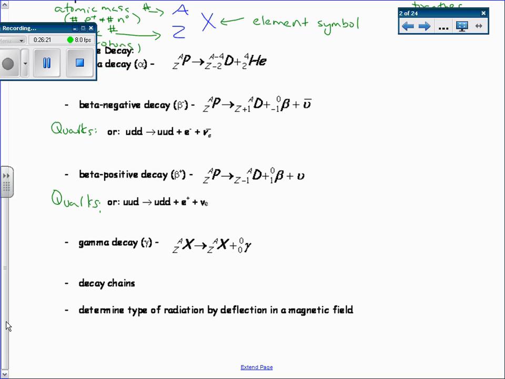Decay chain, so just when you've got more than one decay happening, there's a chart. We did one of those in our notes. And determining the type of radiation by deflection in a magnetic field, or by shielding, how it can be shielded.